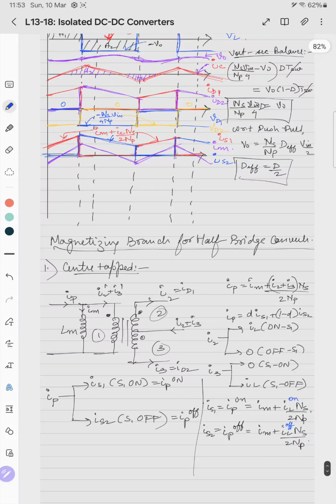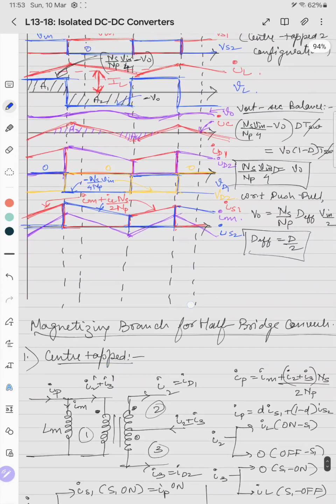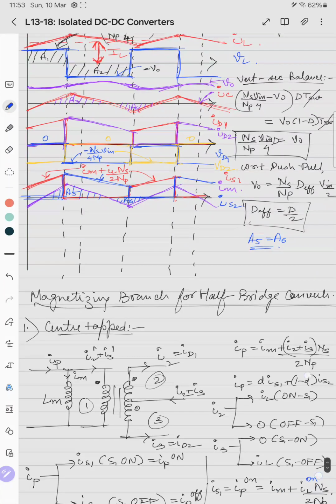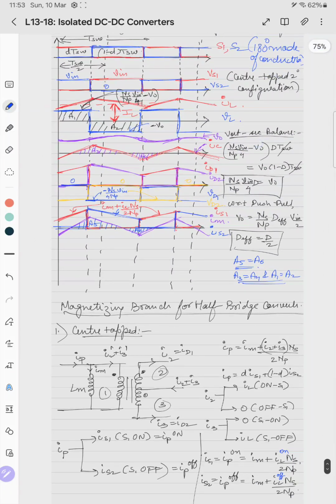In this case the Im doesn't have any flat top waveform, it is just a triangular waveform with zero average value. This is A5 and this is A6. Because the volt-second balance is equal to the flux balance, which means in one time the inductor is magnetized, in the other time it is demagnetized. Similarly, A3 equals A4 and A1 equals A2. A1 equals A2 we already did for deriving the volt-second balance.